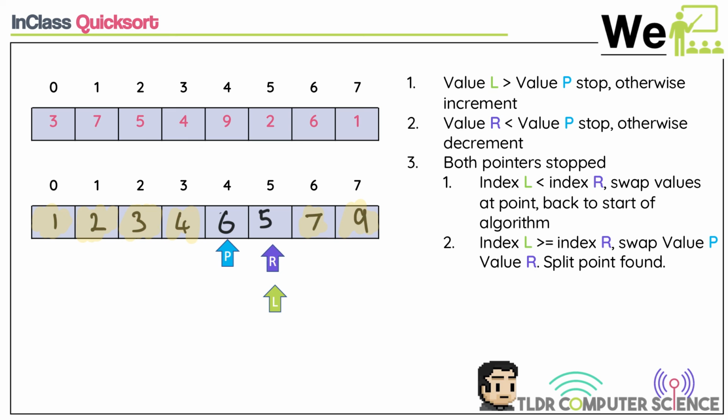Is R less than P? In this context, 5 is less than 6, so we stop, and so we swap the item over here of 6 with 5, and so now we've got 5 and 6, establishing that 6 is in the right position, but also because we've only got a single item left for 5, it is also in the right position. And there is how we do a quicksort.